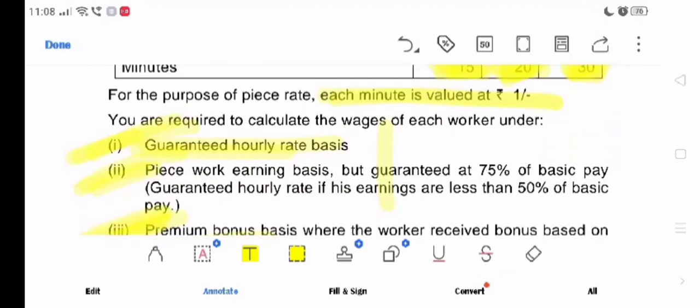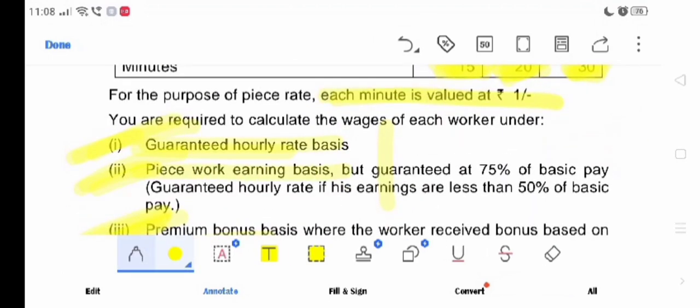Now the second one, he is asking about piecework earning basis, but guaranteed at 75% of basic pay. Guaranteed hourly rate if his earnings are less than 50% of basic pay.